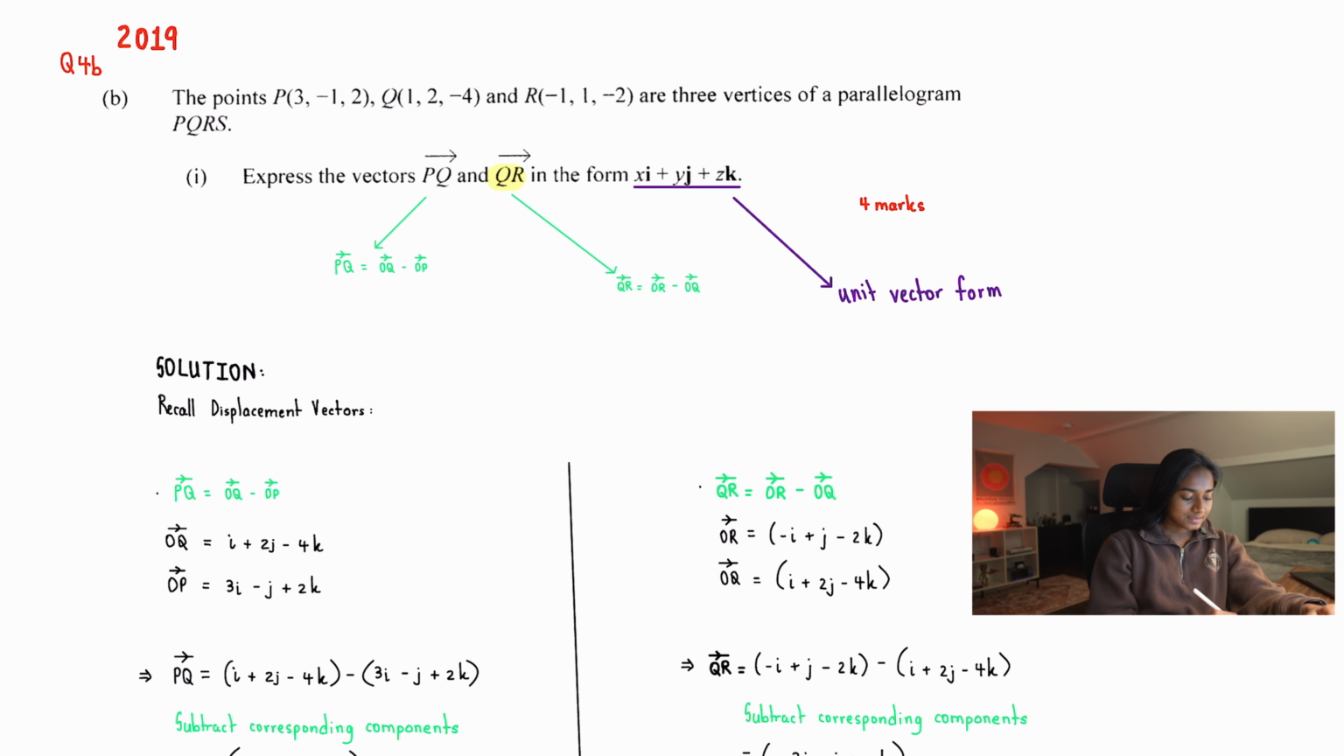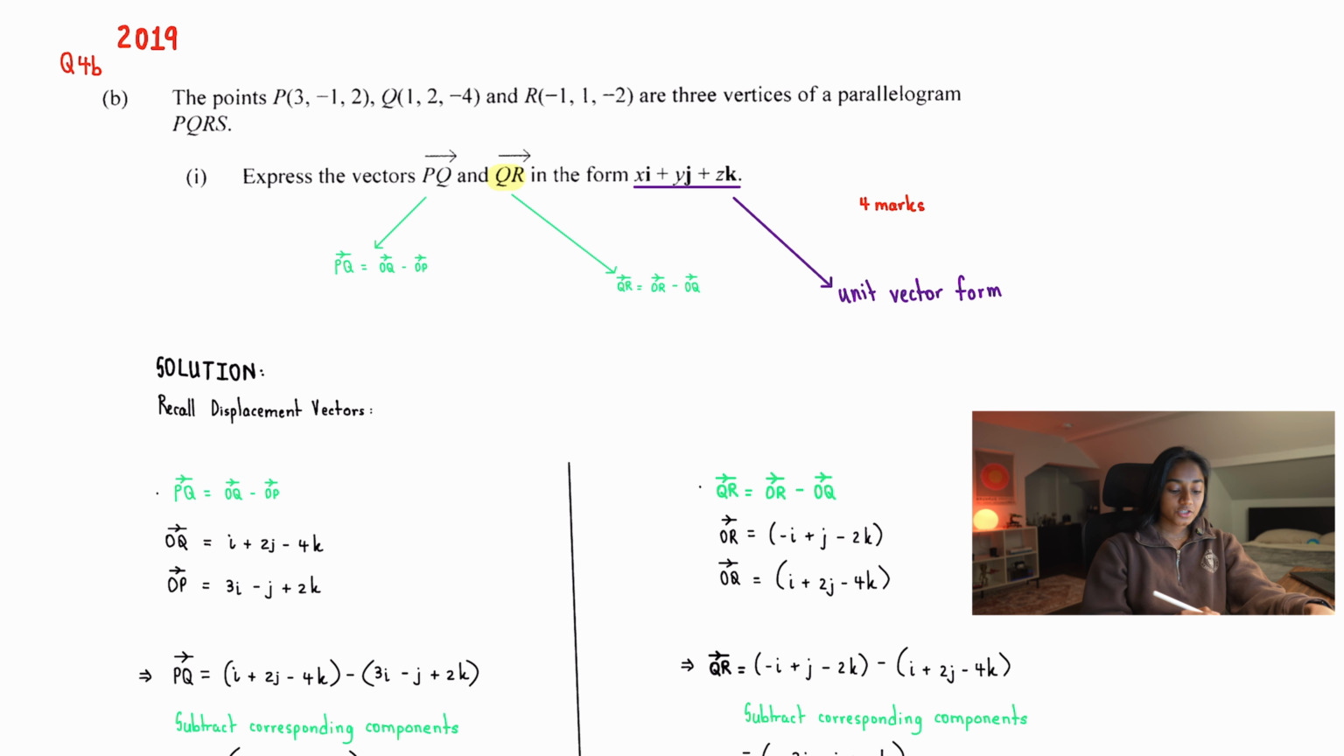So let's look at PQ. It would be OQ minus OP, right? So which we already found. So we're going to look at the corresponding components. We have I minus 3I, which would be minus 2I, right? Then we have plus 2J minus J. Minus and a minus is a positive. Remember that. So we'll get plus 3J minus 4K minus 2K, which would be minus 6K. Okay? And that is the vector PQ. So that is how simple it was.